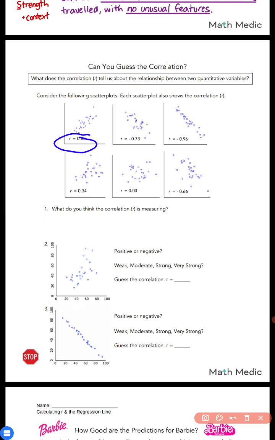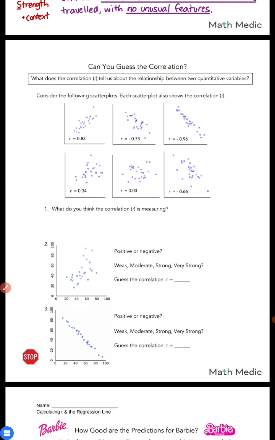Okay? The closer your R value is to 1, the stronger that correlation is. And I want you to think of it as a percentage, okay? So if you had R equals 1, that is a 100% correlation, which means those dots would be falling in a perfectly straight line. We don't generally see that in the real world.